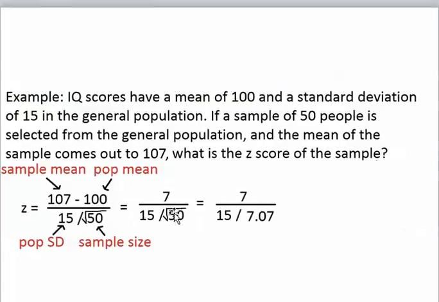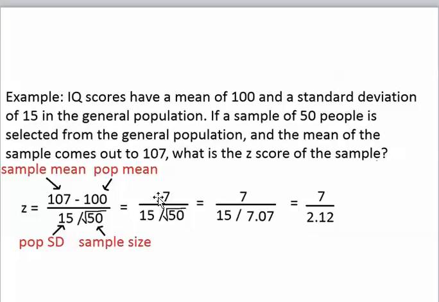Next, we can find the square root of 50. We can just enter 50 into the calculator and get the square root. The square root of 50 is 7.07. Next, we can divide on the bottom of the fraction. We can divide 15 by 7.07. When we divide those two numbers, we get 2.12 on the bottom.